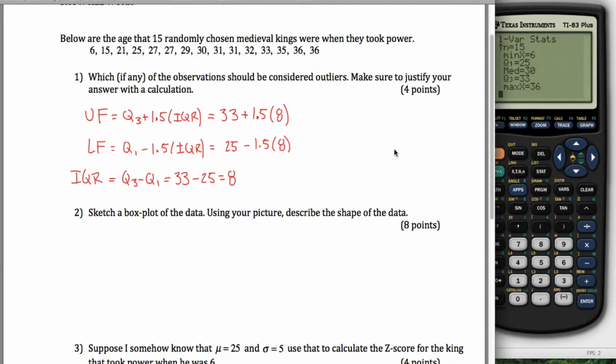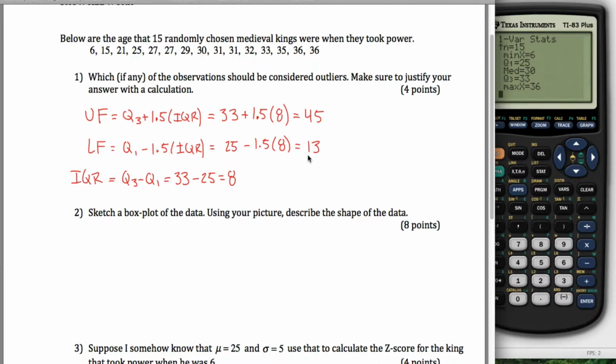You can either use a calculator or figure these out in your head. 1.5 times 8 is 12, and 33 plus 12 is 45. And since 1.5 times 8 is still 12, 25 minus 12 is 13. So these are my fences. I shouldn't eat while I'm making videos.